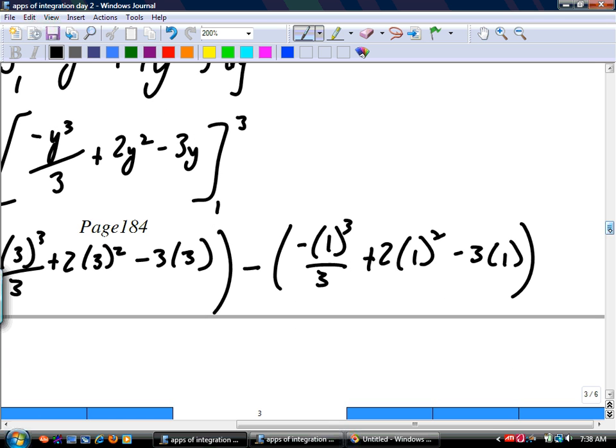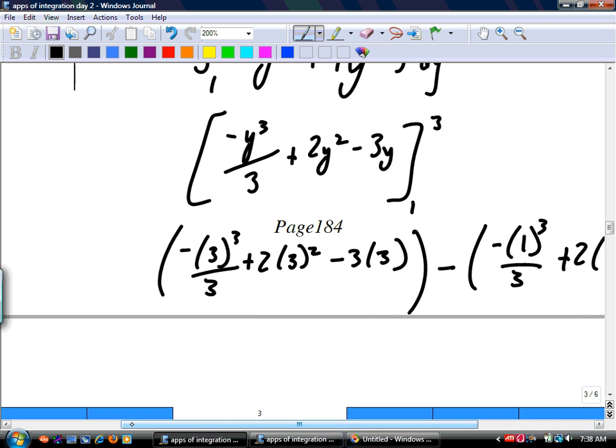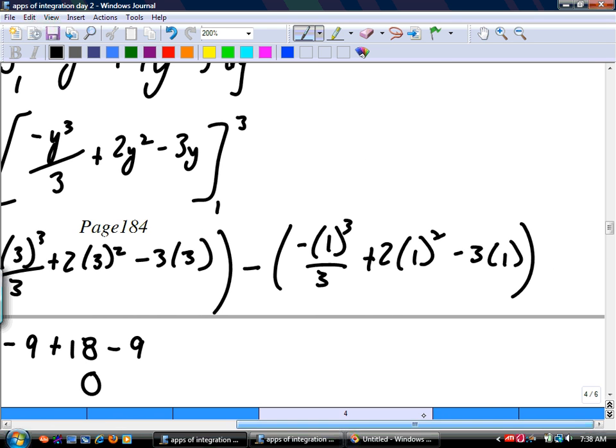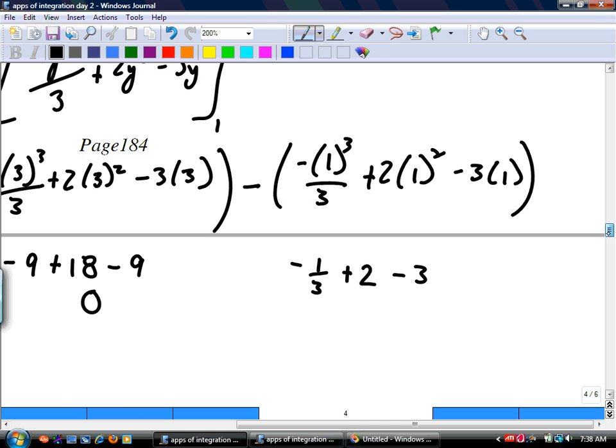Well, you don't really need a calculator for this. 3 times 3 is 9 times 3 is 27. Throw a negative in front of it. Negative 27 divided by 3 is negative 9. 9 times 2 is 18. 3 times 3 is 9. Hey, look! 0. That's exciting. And then over here we got negative 1/3 plus 2 wholes minus 3. So you got negative 1 1/3.